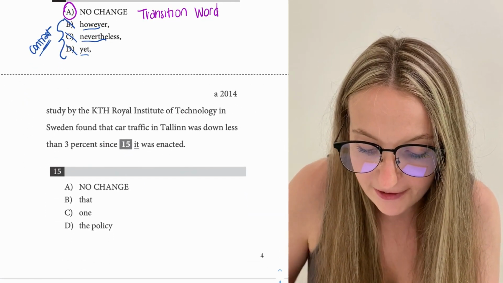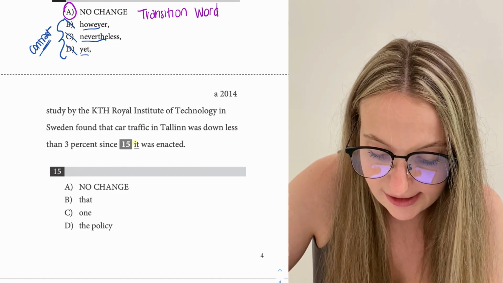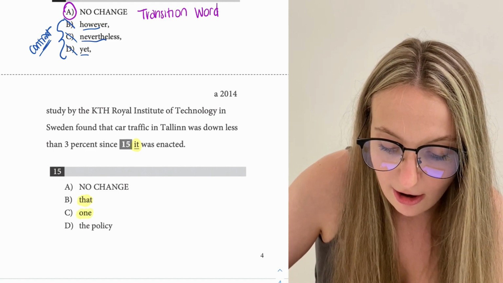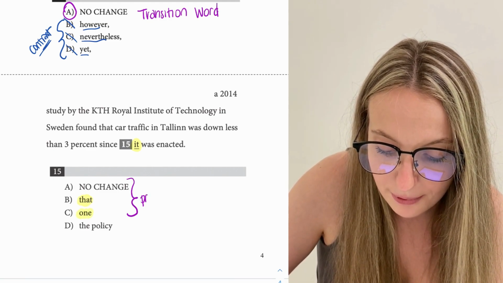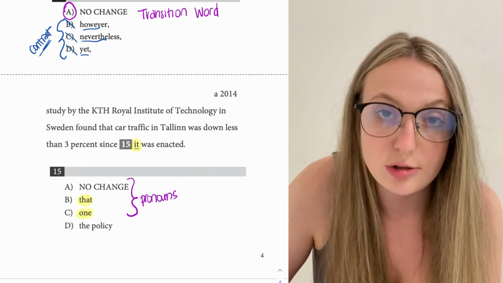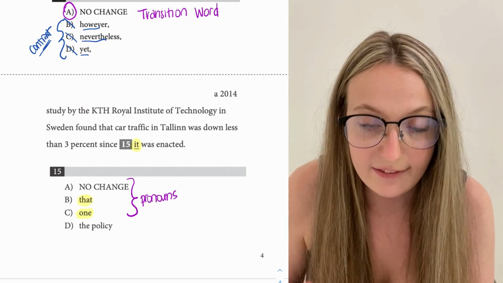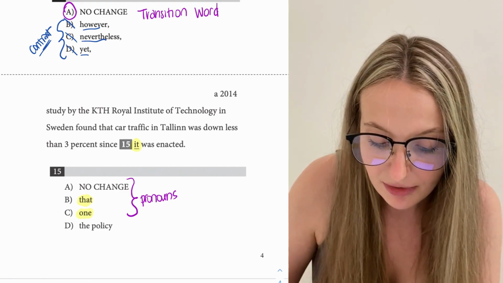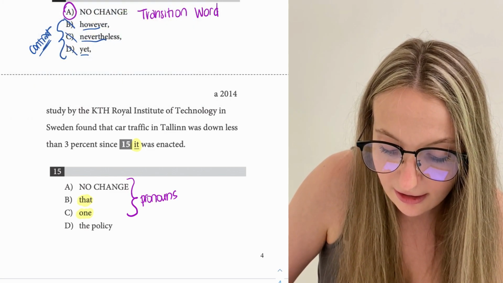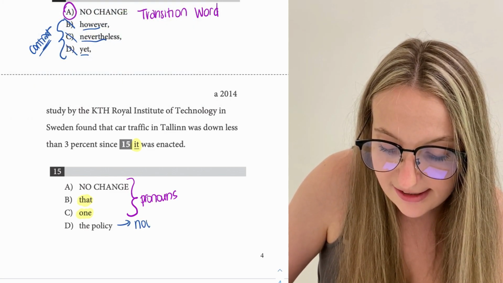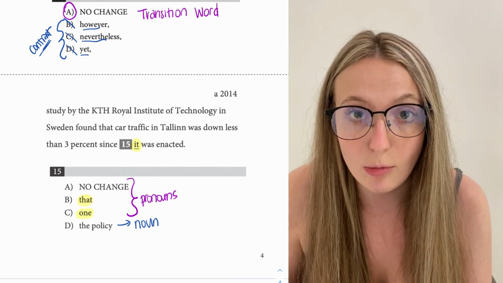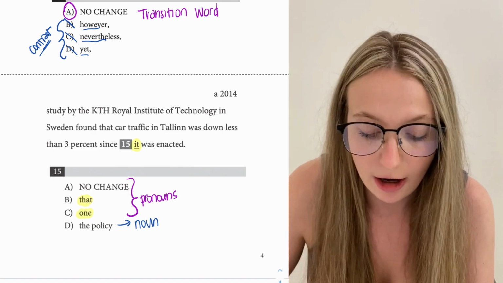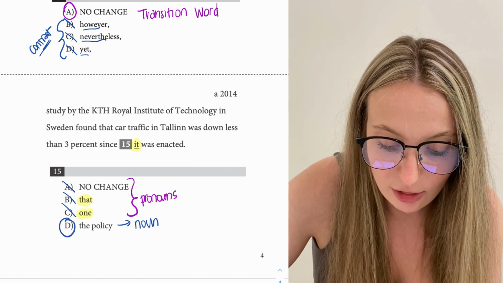All right, for number 15 here, I want us to notice that choice A, which is it, choice B, which is that, and choice C, which is one, all 3 of these choices are pronouns, meaning they're words that replace or swap out for a noun. Like if you say it, that, or one, that would probably refer back to something that you've already said. We can see on the other hand that choice D, the policy, is a noun. So that's going to be the odd one out here because it's a part of speech. It's more specific. It's different from the other 3, which therefore makes D then the correct answer.